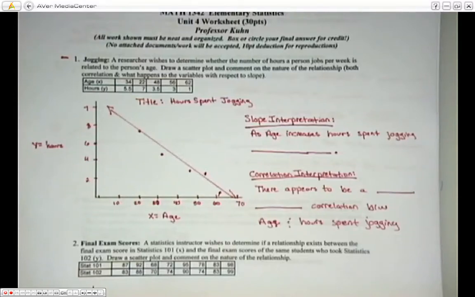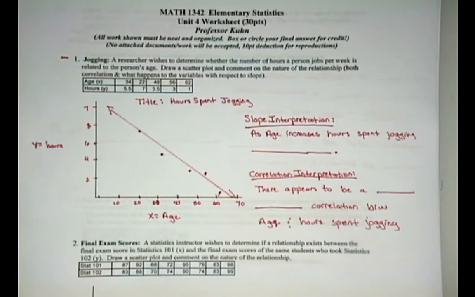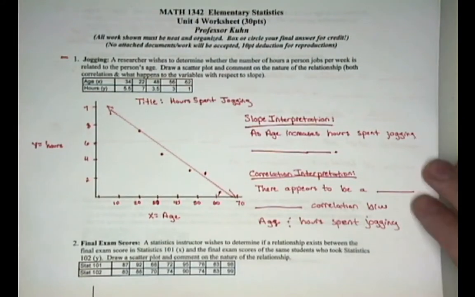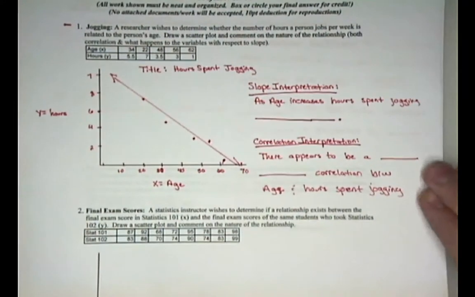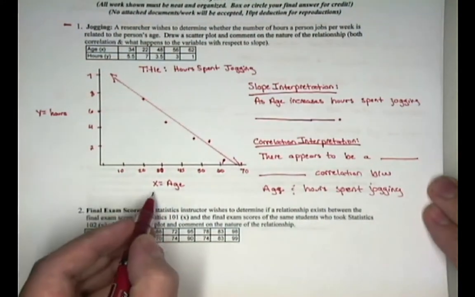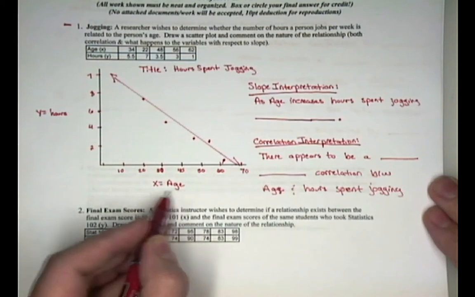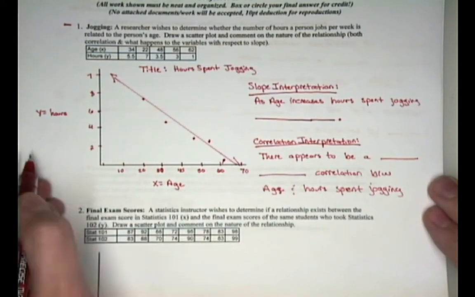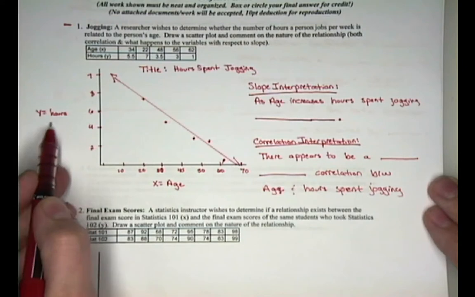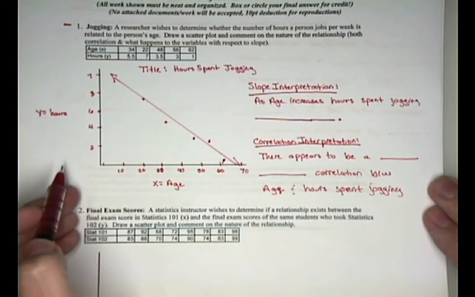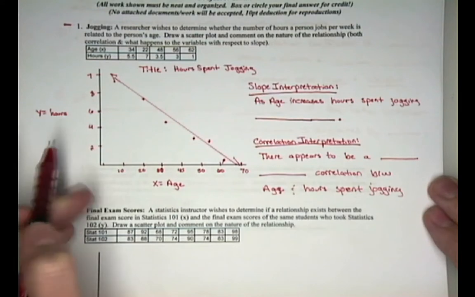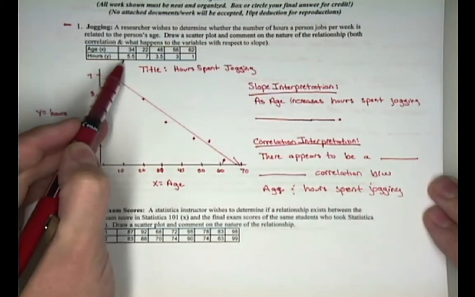Okay, so this is a problem doing a scatter plot, and then once you get the scatter plot, you're going to interpret not only the slope but the correlation. So when you're doing a scatter plot in linear regression, you need to identify your x-axis as the x variable, which in this case is age, and the y variable, which in this case is hours, on the y-axis. And then you plot the xy coordinates, the ordered pairs, as an x, comma, y.